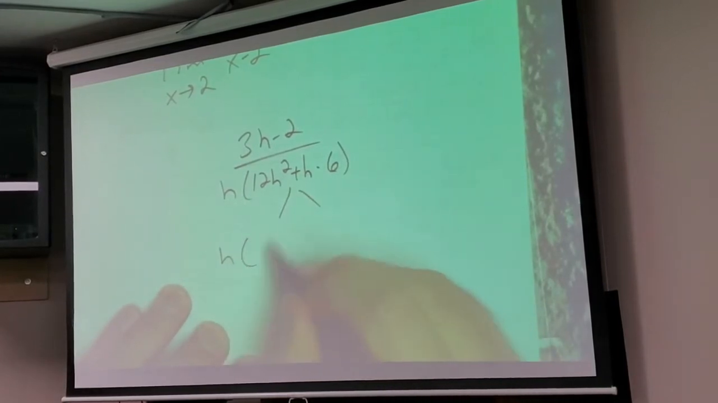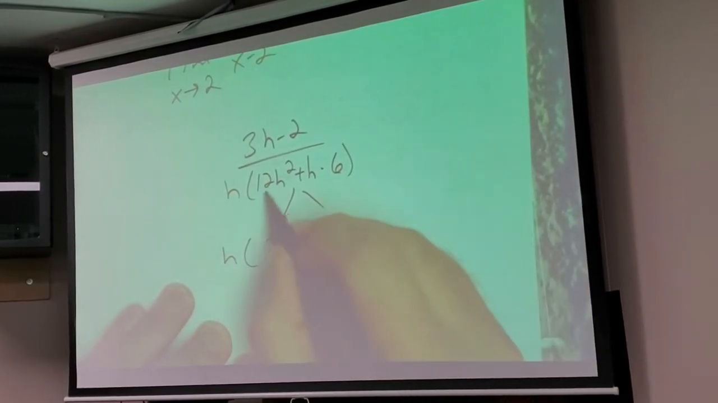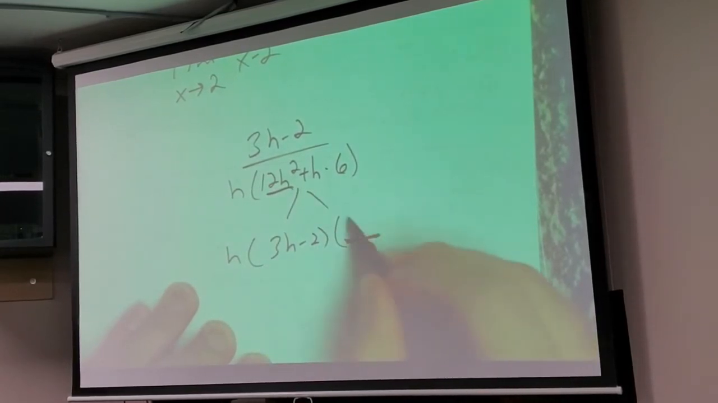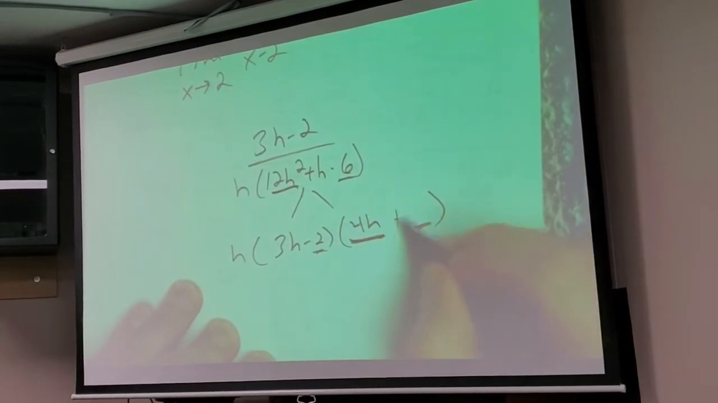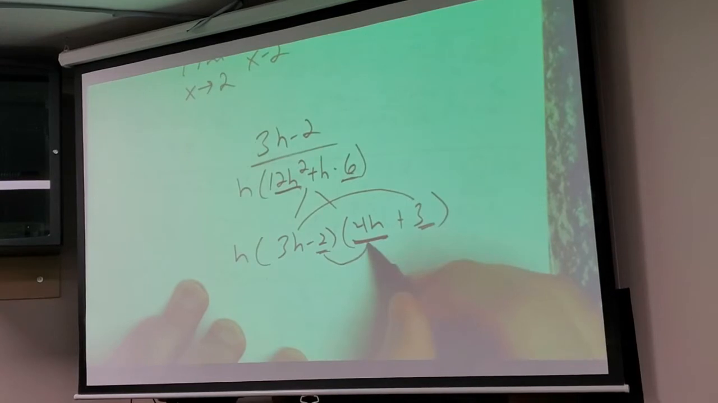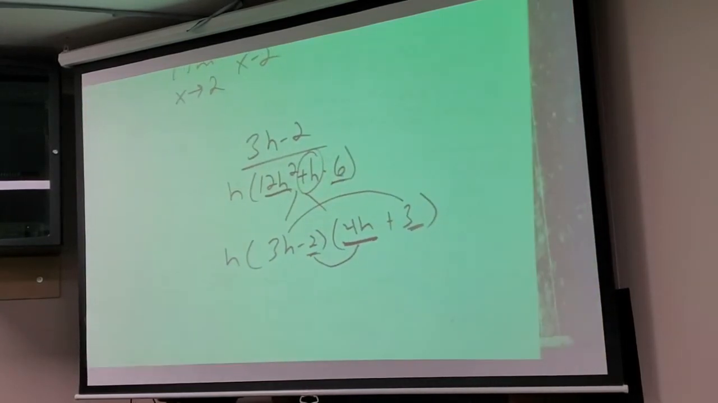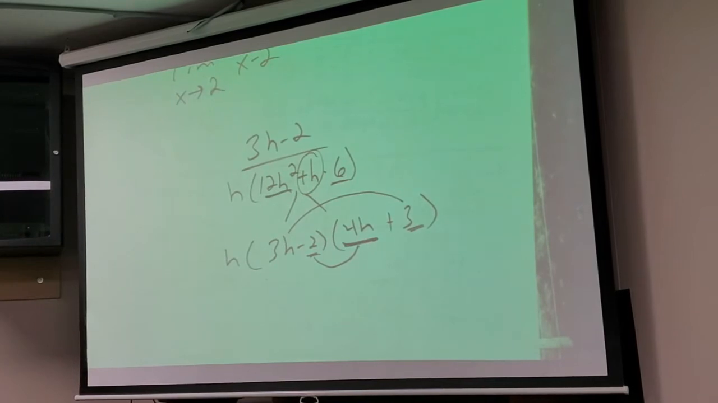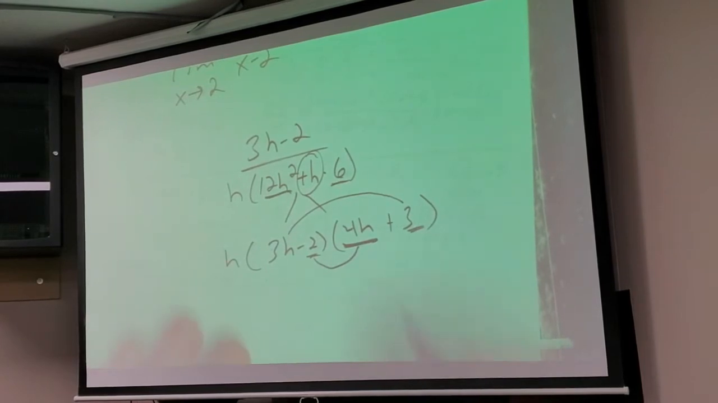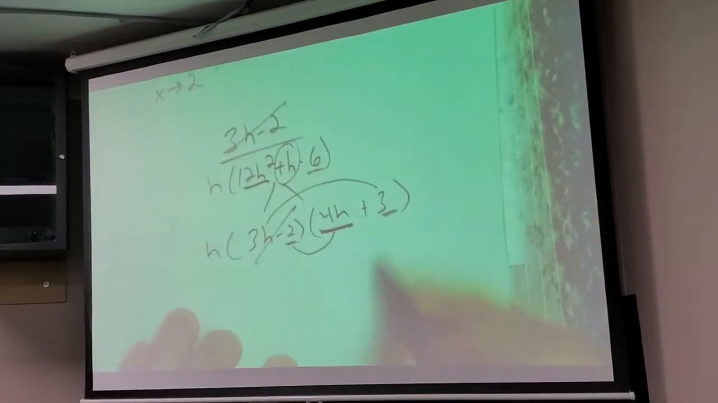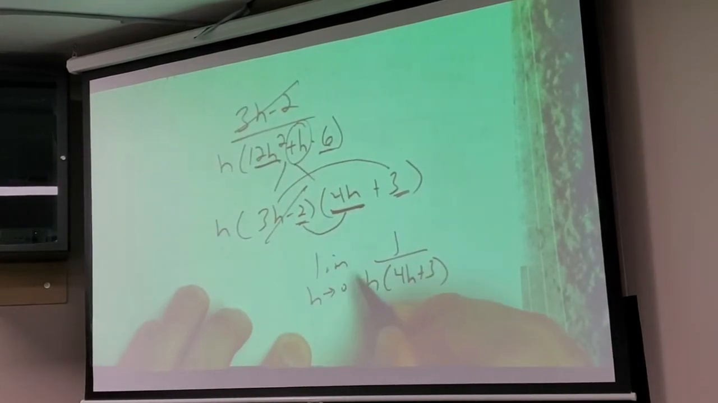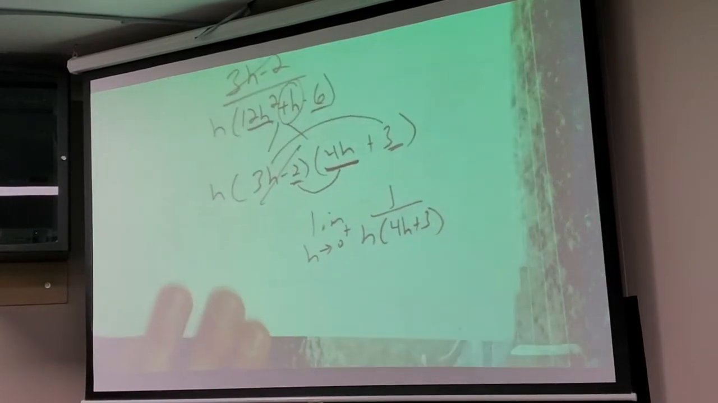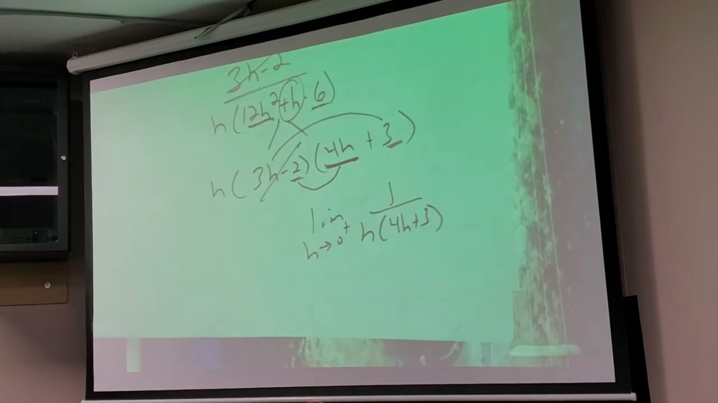So what do I know? I know there must be a 3h minus 2. Therefore, what must go here? 4h. And what must go here? Plus 3. And now let's check. 9h minus 8h is h. Am I saying that will always work? Of course not, because it might not have been factorable, in which case we're sort of screwed. But now I can do this, and what do I have left now? 1 over h times 4h plus 3. It was the limit as h goes to 0 from the right? And now I can investigate the signs much easier. Does that make any sense?